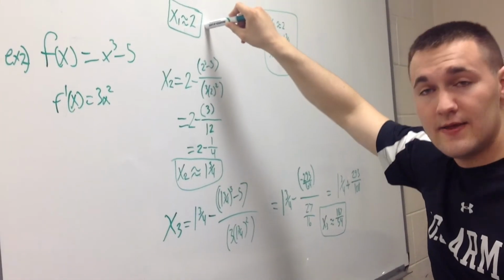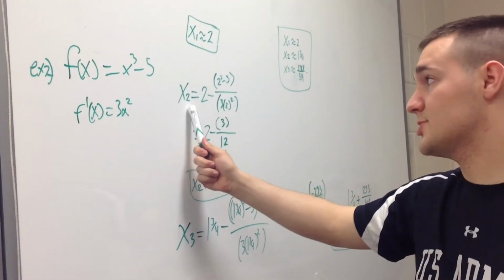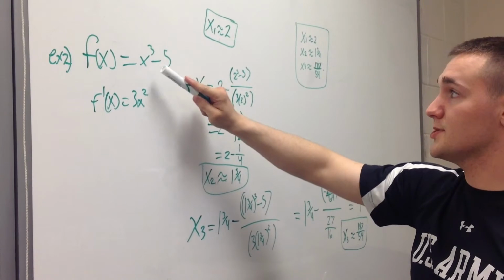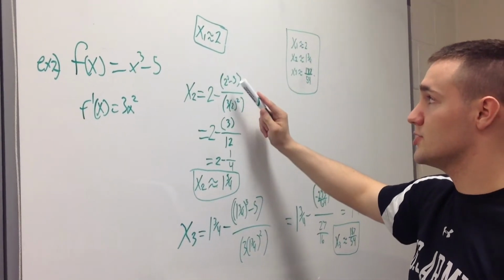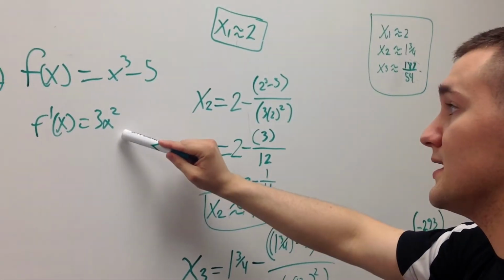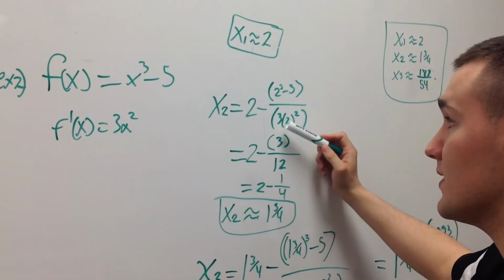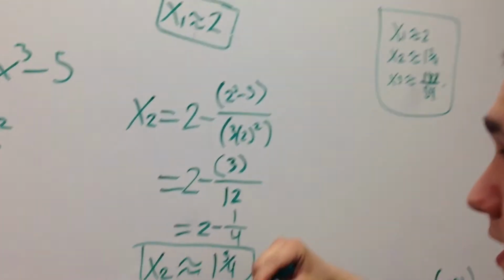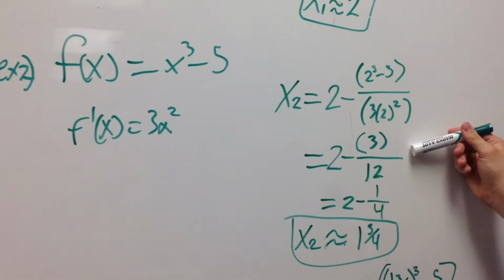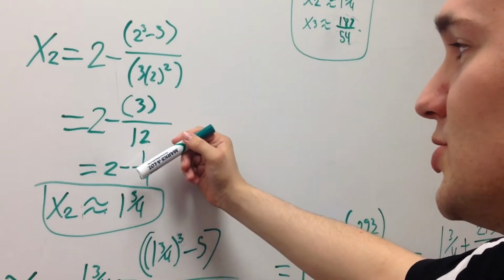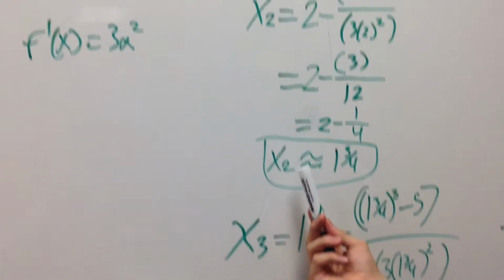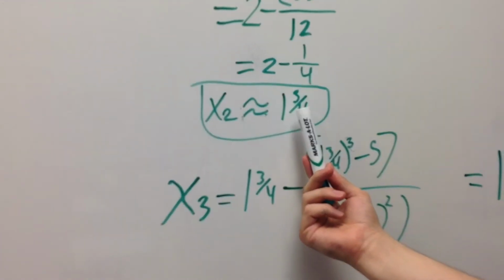So then, as in the other example, we're going to go ahead and find our x2 point. Plug in 2, minus, you take your 2, plug it into the original equation, 2 cubed minus 5 divided by, take the 2, put it into the derivative. Now 2 squared times 3 is 12, so 2 minus 3 divided by 12. Now we can simplify this and make it a little bit easier on ourselves. Now it's 2 minus 1/4. When we subtract that, x2 is now approximately 1 3/4.